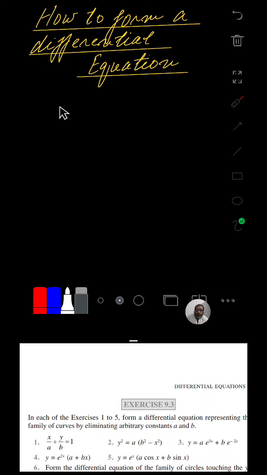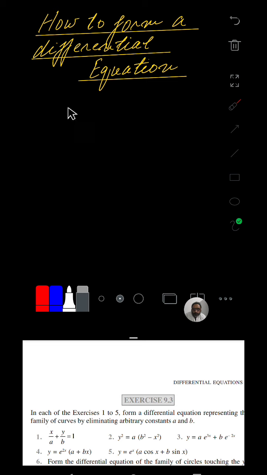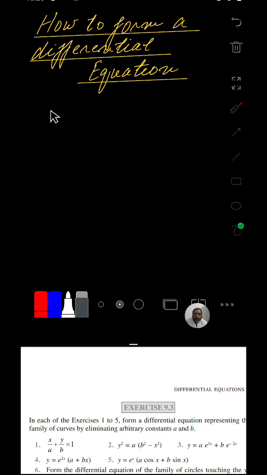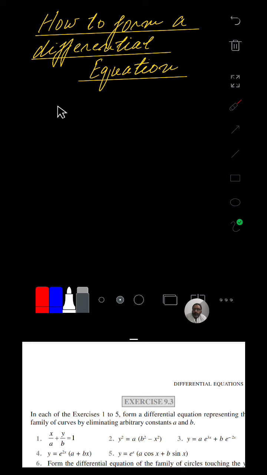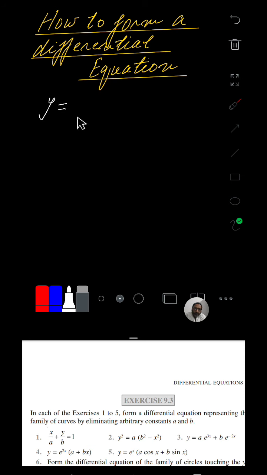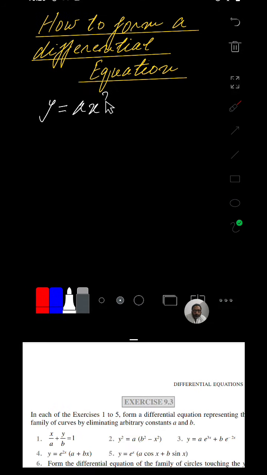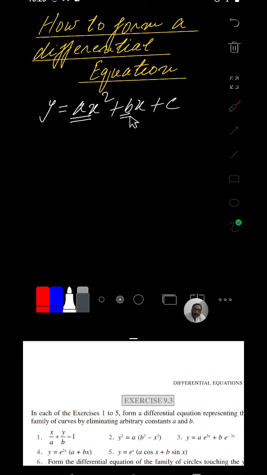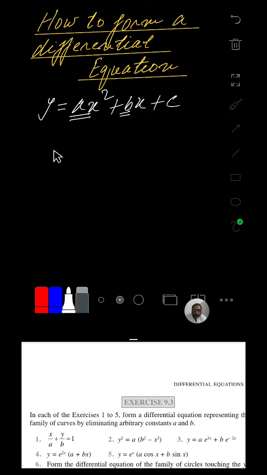Today in this video we are going to discuss how to form a differential equation for a given solution. So basically we need to eliminate arbitrary constants from a given solution to form a differential equation. For example, if the given equation is y is equal to ax square plus bx plus c, with the help of differentiation we have to eliminate these arbitrary constants to form the required differential equation.